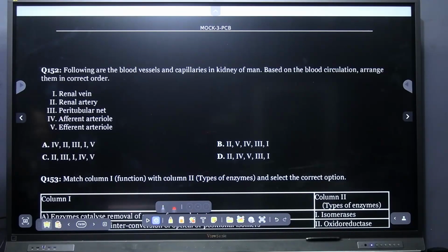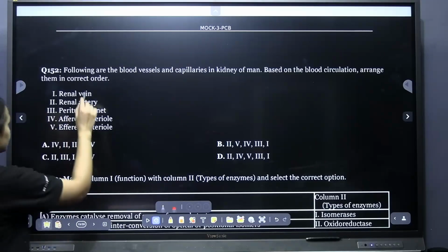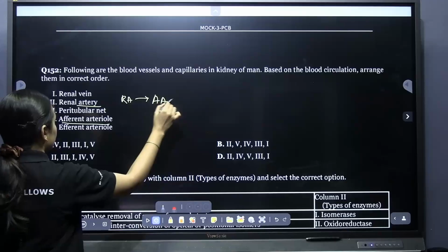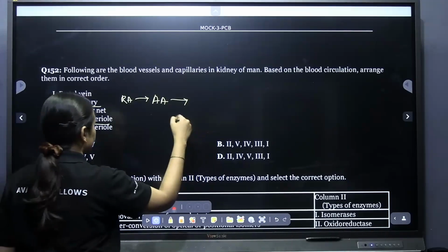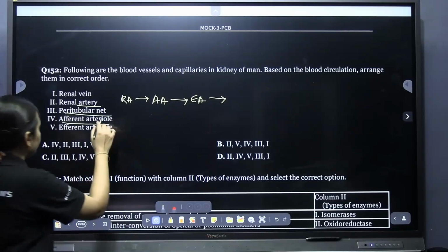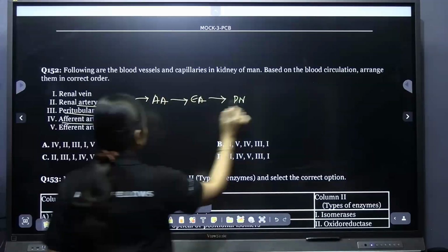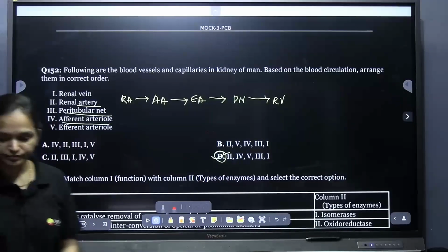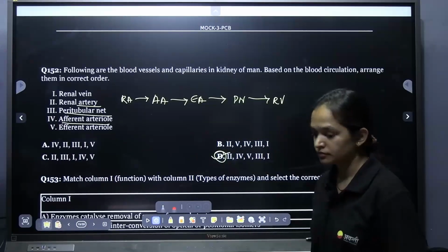The following are the blood vessels and capillaries of kidney of man. Based on the blood circulation, arrange them in the correct order. The first is the renal artery. Next it will be the afferent arteriole. It forms the glomerulus. Then it will go out as the efferent arteriole, and from there it will form the peritubular network. From there it will go as a renal vein. So it is 2, 4, 5, 3, 1. Yes, D for Delhi is the correct answer. Any doubts?